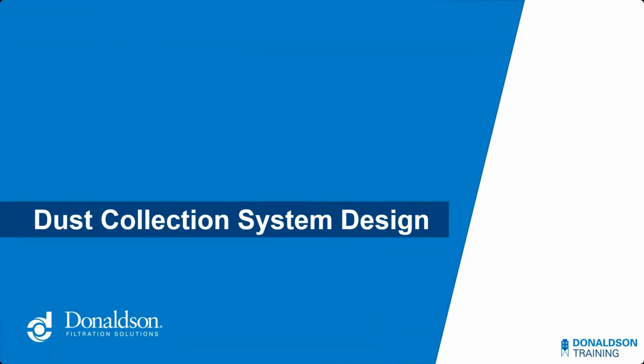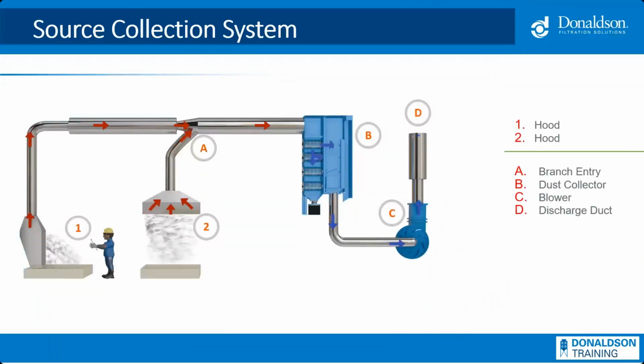Okay, let's get into the basics of dust collection systems for pharmaceutical manufacturing. Here we have a diagram of how a typical source collection dust system works. You've got a blower or fan that creates an airflow, and that airflow is used to capture dirty air within a hood and then convey the material through a series of ducts to a dust collector.